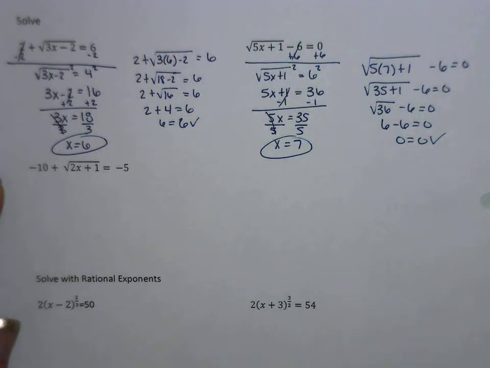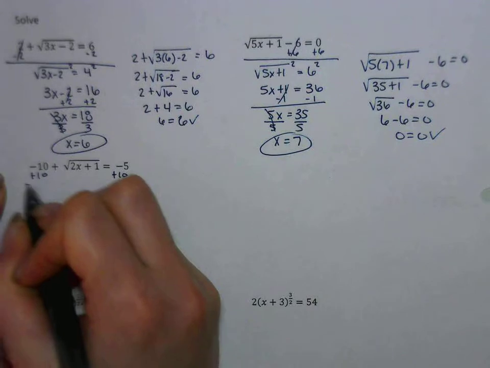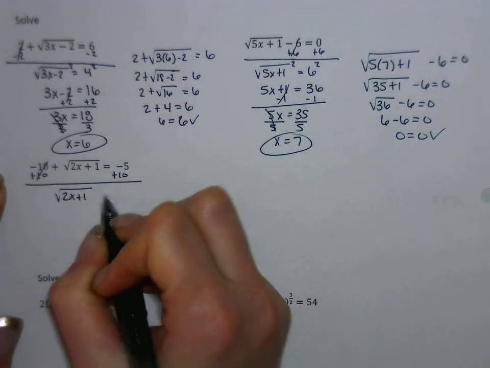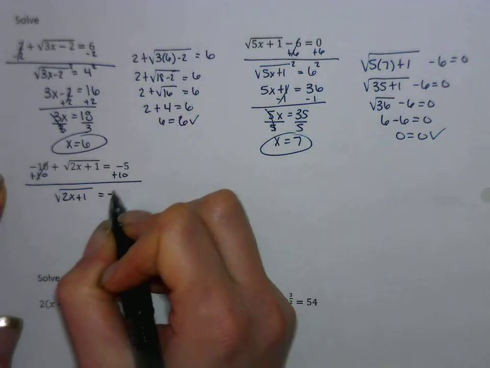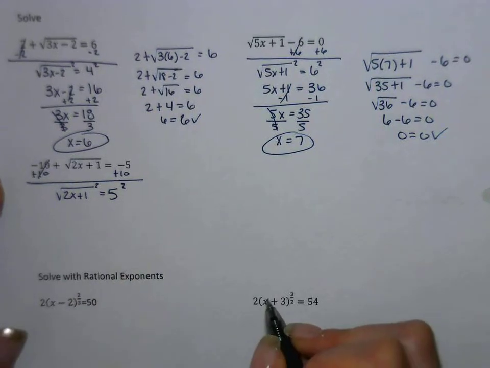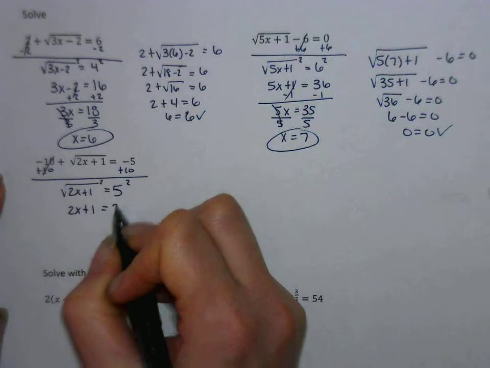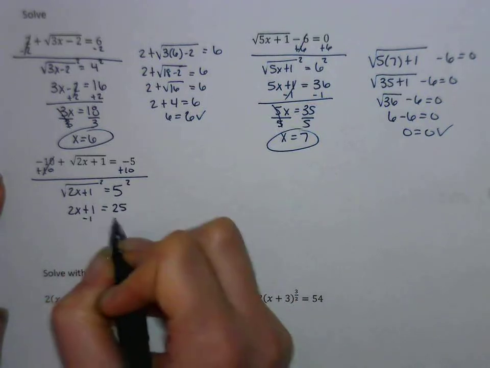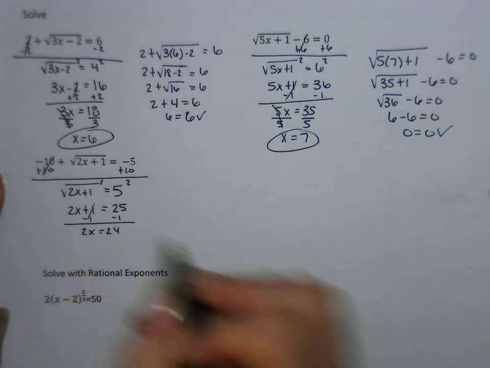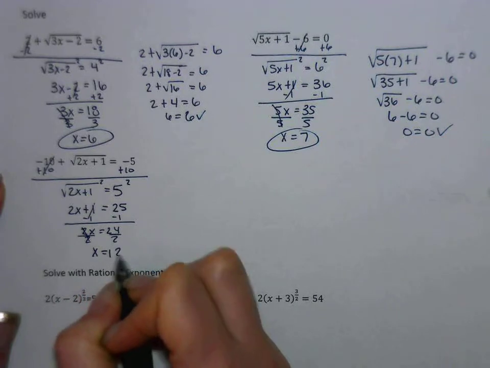So from here, we need to add 10 to both sides. So we are left with the square root of 2x plus 1 equals 5. Then we square both sides. So 2x plus 1 equals 25. Subtract 1 from both sides of the equal sign. 2x equals 24. Divide by 2. X equals 12.